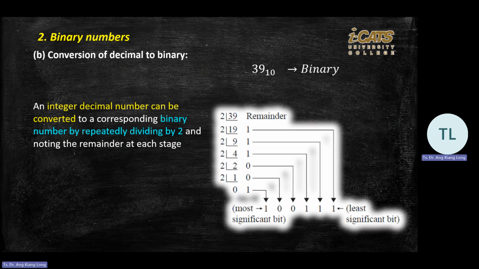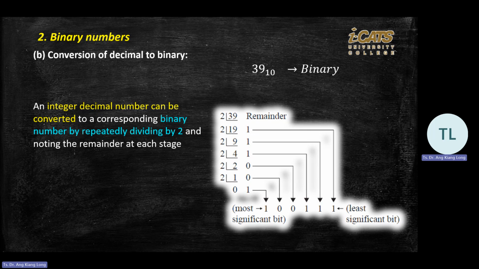Now for example, if you are given 39 base 10, turn to binary, you just divide by 2. So 39 divided by 2, you get 19, but you have a balance of 1. The balance of 1, you just put beside the number. You just divide until you get 0 or until you get 1. You don't need to complete until 0. As long as you divide until you get 1, you can stop already.